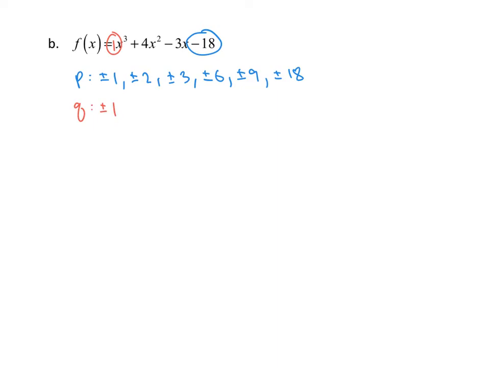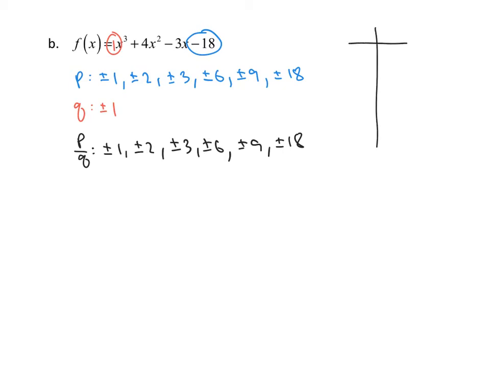Now, for my possible combinations of P over Q, I've got all those P values, but they can all only be over a plus or minus 1. So basically, my list of possible P values is going to be all possible rational roots. So plus or minus 1, plus or minus 2, plus or minus 3, plus or minus 6, plus or minus 9, and plus or minus 18 would be all possible rational roots of this polynomial. Now, to test and find out which ones actually are, we plug them in.